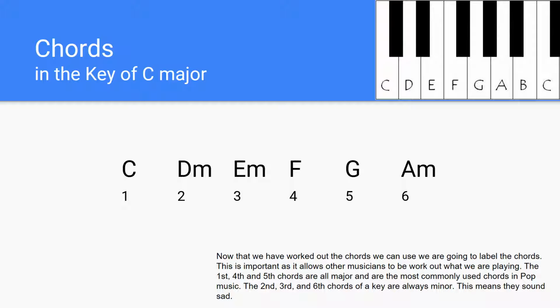Whereas the minor chords all sound sad. These are the second, the third and the sixth chords of a key, and they're always minor. We use these in different ways to make our chord progression, but the second, the third and the sixth are always minor, and the first, the fourth and the fifth are always major, and the chords we most use are first, fourth and fifth.